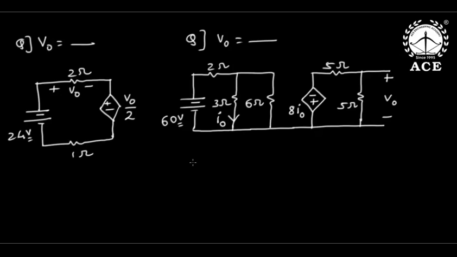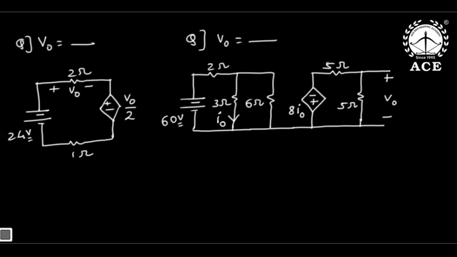Yes, everybody, I'm doing the problem now. See, on the left side there is a problem with only a single mesh, and moreover there is a voltage dependent voltage source. Okay? And I want V naught. V naught is the voltage across 2 ohms, but that will affect the value of the dependent source.